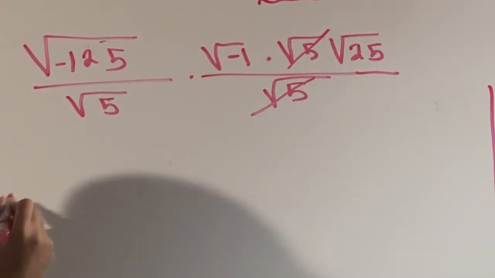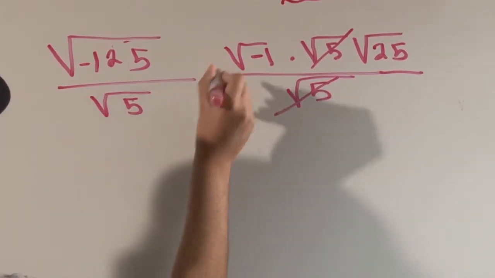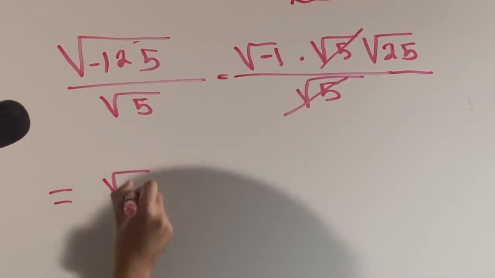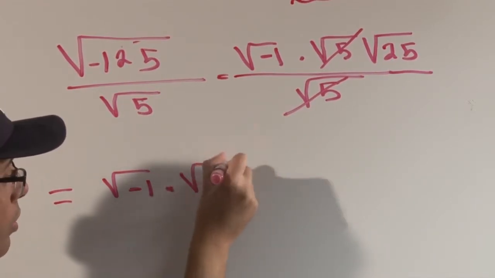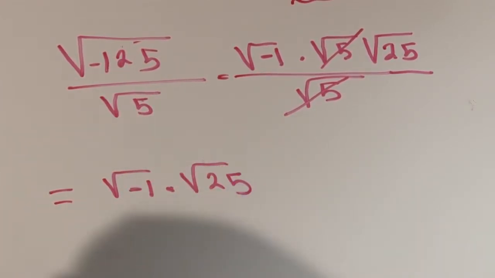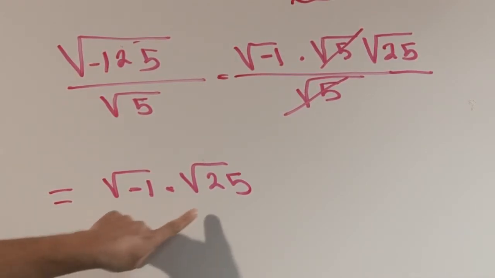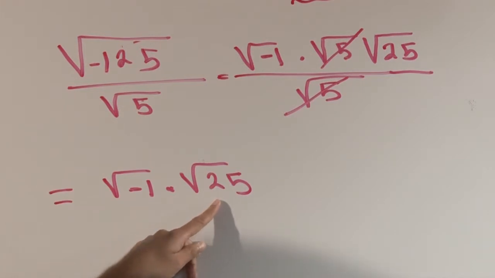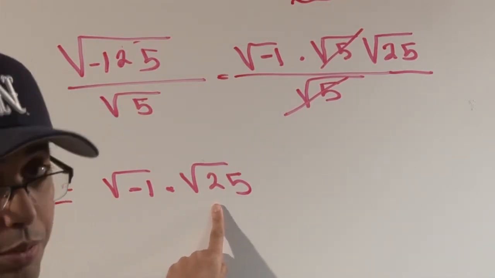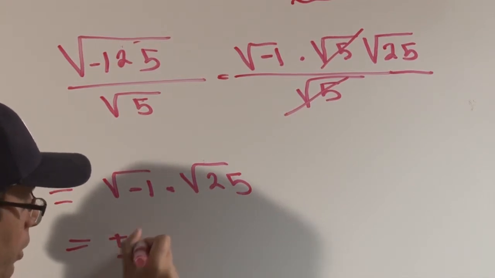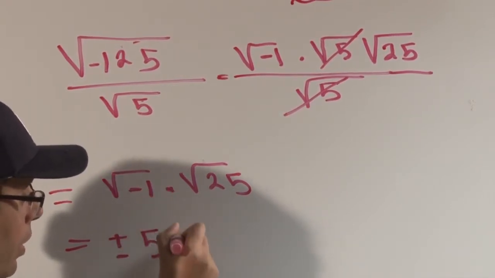So that would equal square root of negative 1 times the square root of 25. I know that this is what? This is i. And what's the square root of 25? It's plus or minus 5. So here, my answer would be plus or minus 5i.